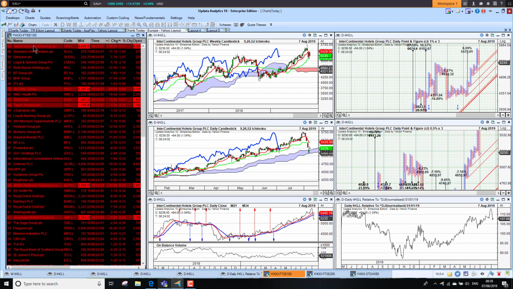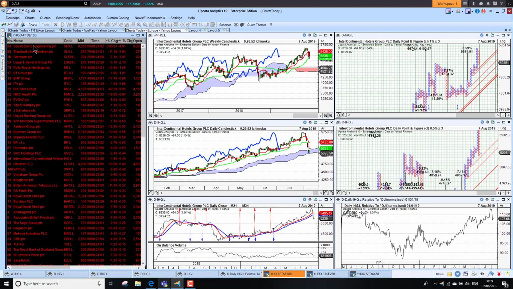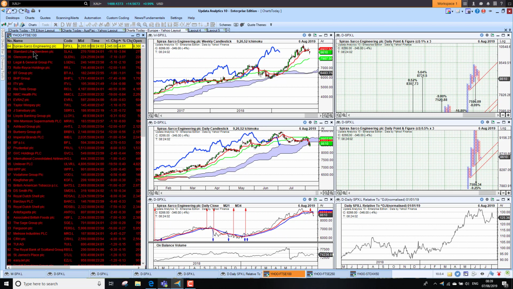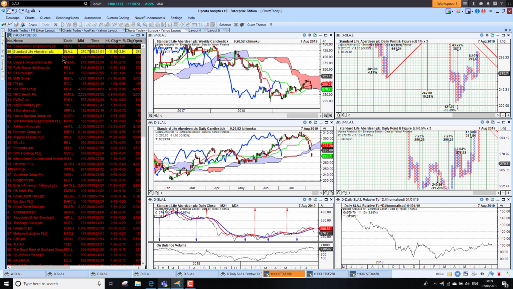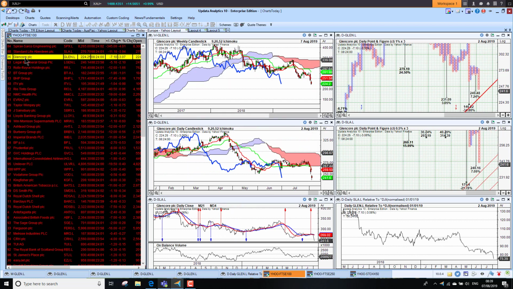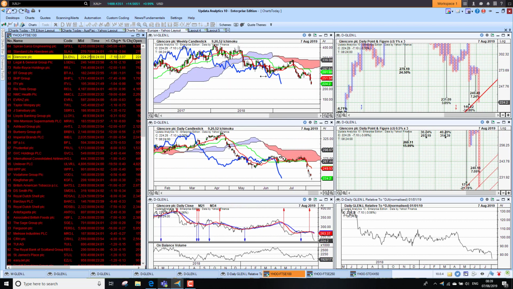And if we look at the downside, we've got Spirax-Sarco Engineering down 4%, Standard Life Aberdeen, they're down 4% as well. That long-term picture not looking great there. Really hard to find good-looking charts. Glencore are out with results this morning. They're down 3%. And again, the chart's not looking great here either. They've underperformed the market by 25% this year so far versus the Dow Jones.